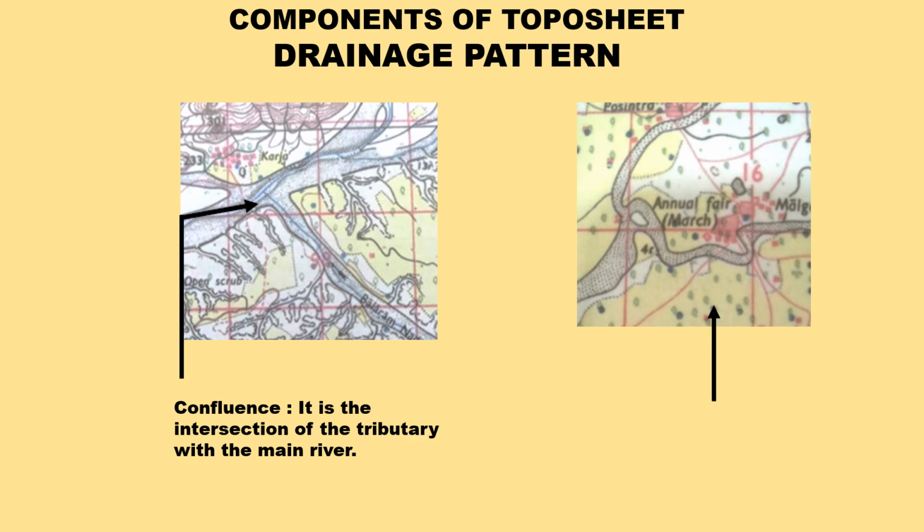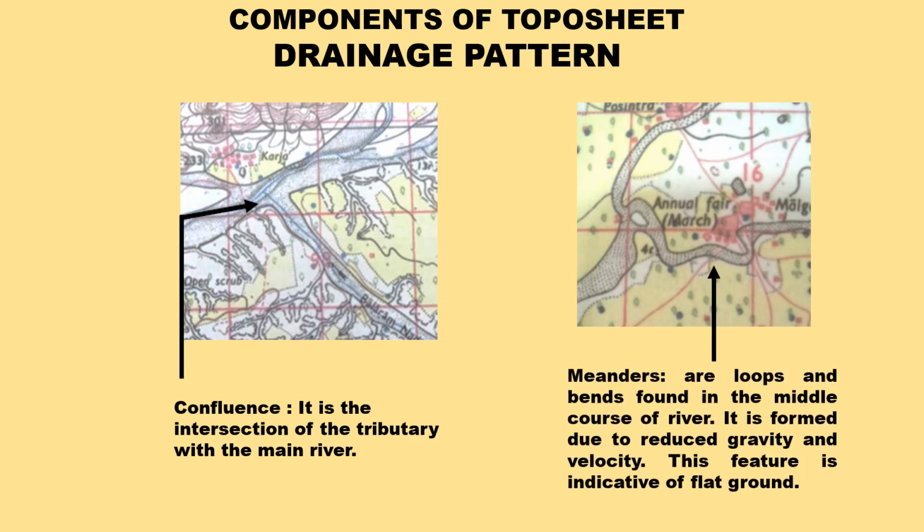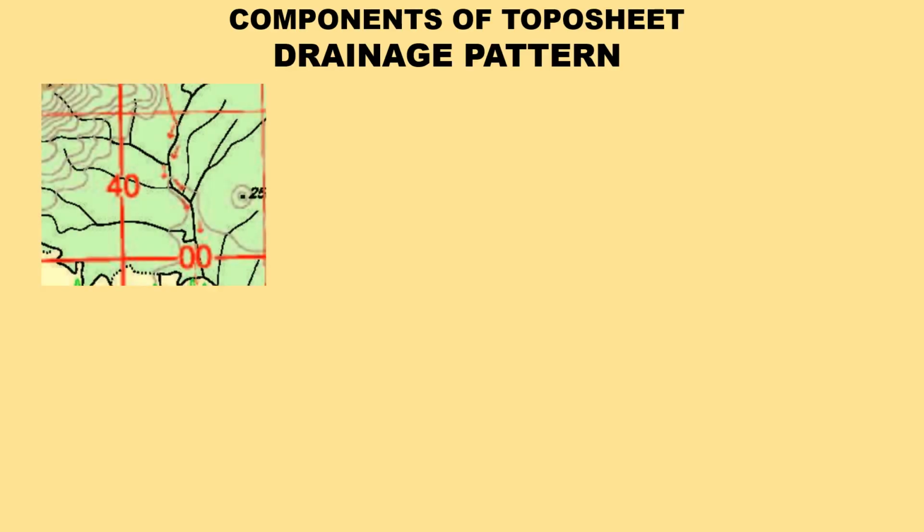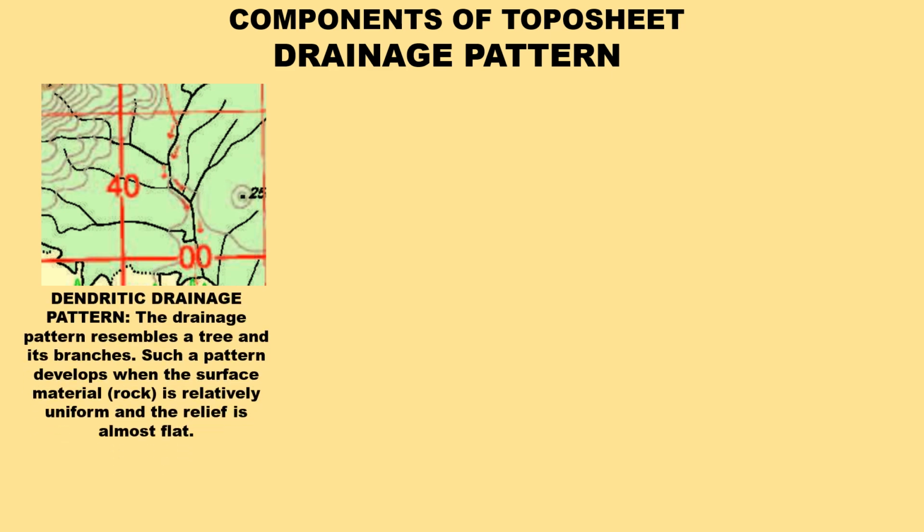Then we get to see meanders, which are loops and bends found in the middle course of the river. It is formed due to reduced gravity and velocity of the river water. This feature is indicative of flat ground. Then we have one of the most important components of the Toposheet map, which is the drainage pattern. The first drainage pattern which we get to see is the dendritic drainage pattern. The drainage pattern resembles a tree and its branches.